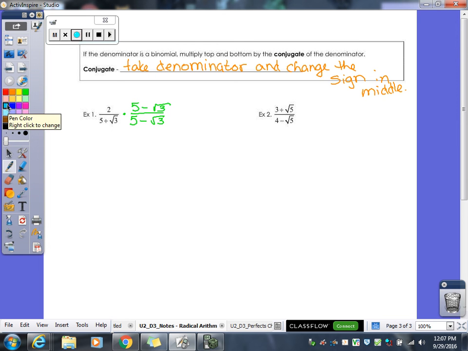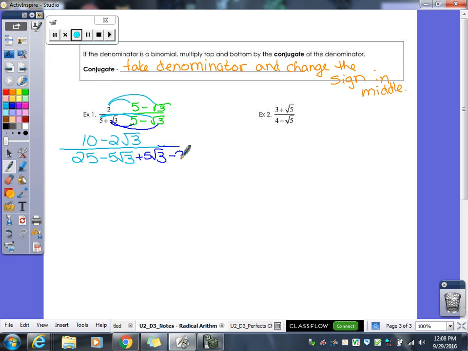So we follow our same rules. I'm going to multiply across. I got to do 2 times my 5, which will give me a 10. 2 times my negative radical 3, which would give me a minus 2 radical 3. Then we have to distribute in our bottom. 5 times 5. 5 times negative radical 3. So I have 25 minus 5 radical 3 so far. And then radical 3 times 5. And radical 3 times negative radical 3.